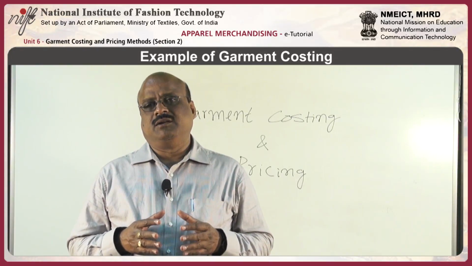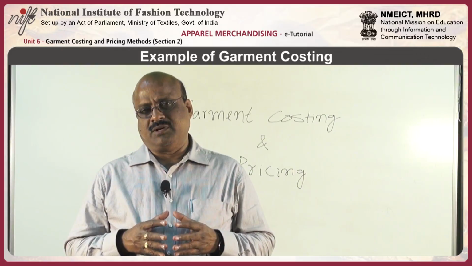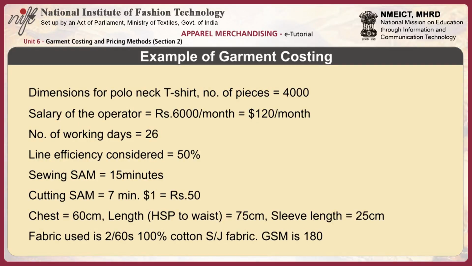Example of garment costing. The example of garment cost is given by assuming the following dimensions. Following are the dimensions assumed for this costing. The garment is polo neck t-shirt. Number of pieces is equal to 4,000. Salary of operator is 6,000 per month. And number of working days 26. Line efficiency considered 50%. Sewing SAM is 15 minutes.